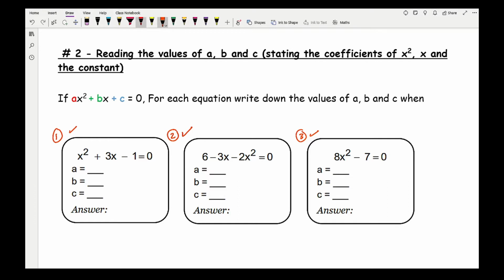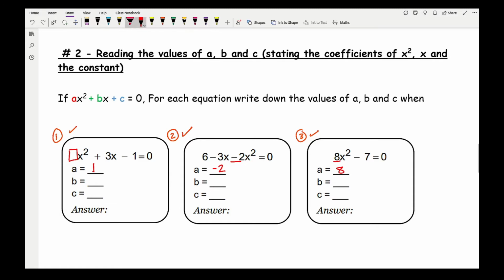So the a value is how many x squareds we see. So for the first one, we can see that we've got 1x squared. So it's asking you how many x squareds have we got? Well, in this question, we've got 1x squared. In the second one, we've got minus 2x squareds. And in the third example, we've got 8x squareds.